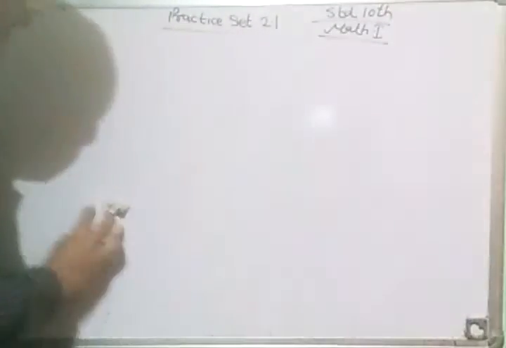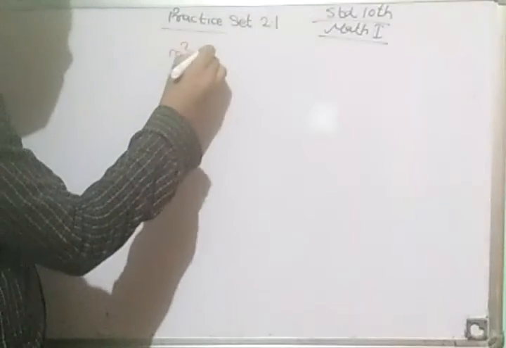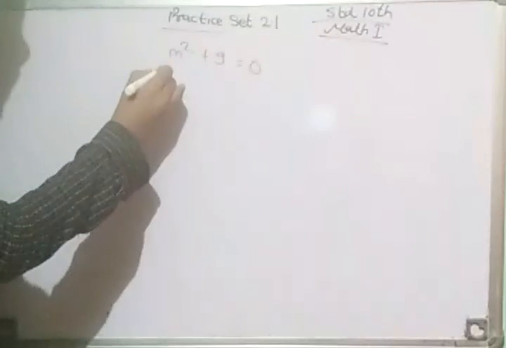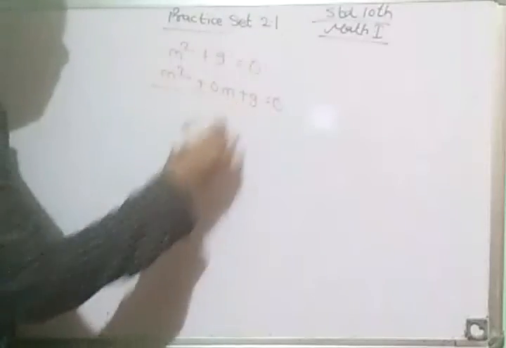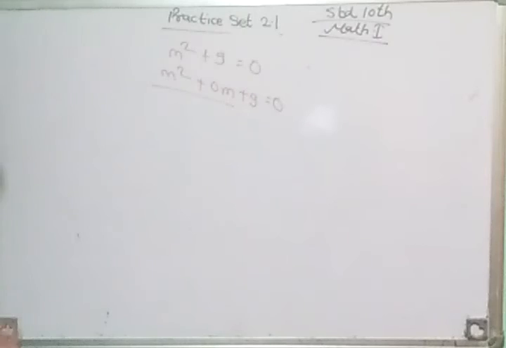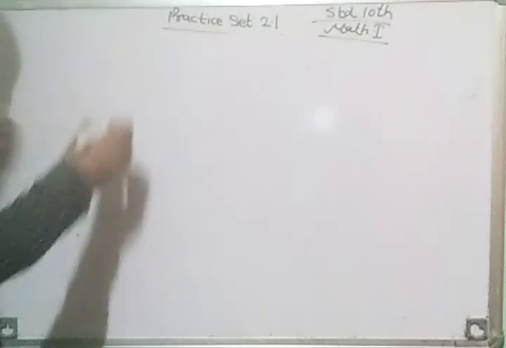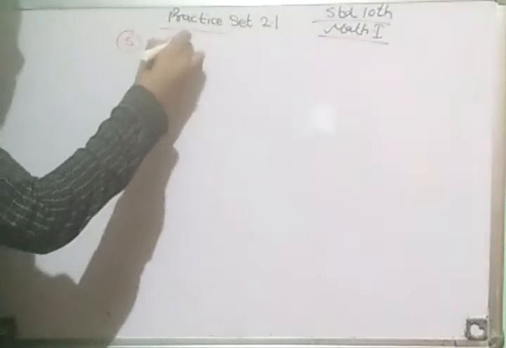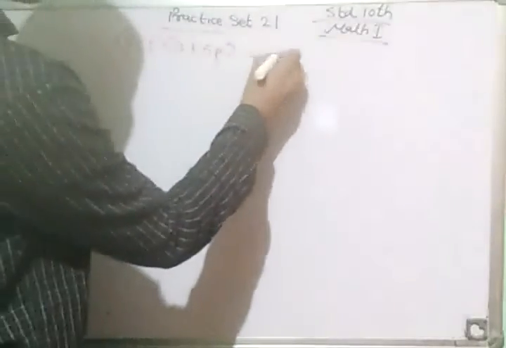Friends, you know that when we write any quadratic equation in a condition like this, m square plus 9 is equal to 0, we write m square plus 0m because two variables are included in the quadratic equation. So write the 0 after the m square and attach the variable. So fifth example of the third question is p in bracket 3 plus 6p is equal to minus 5.